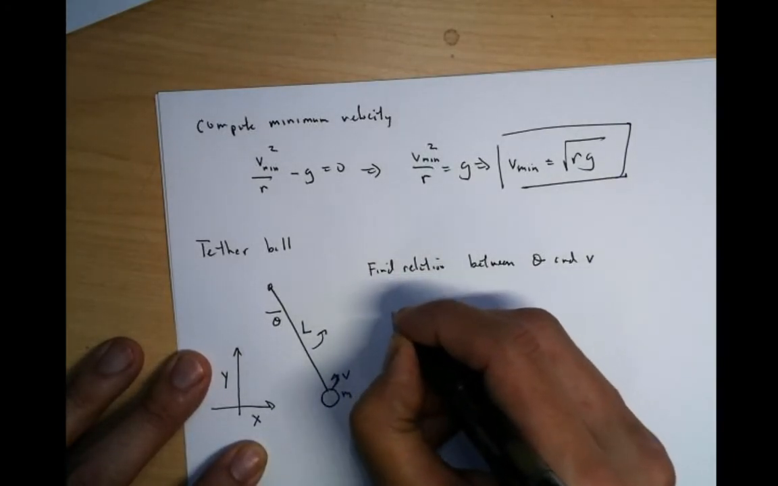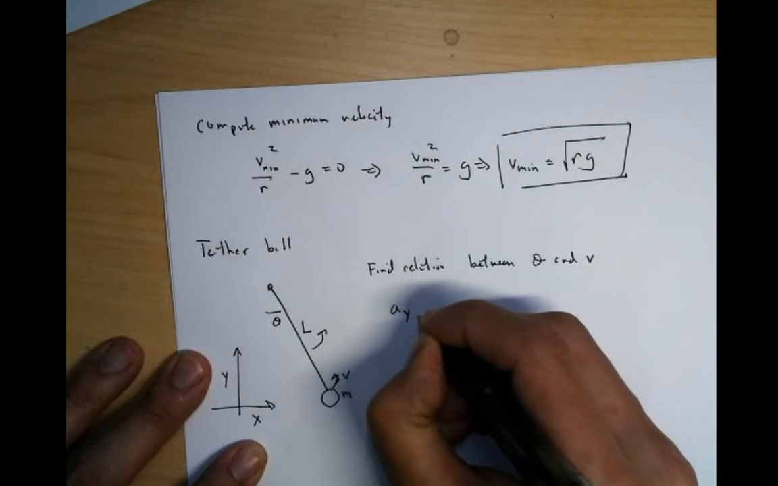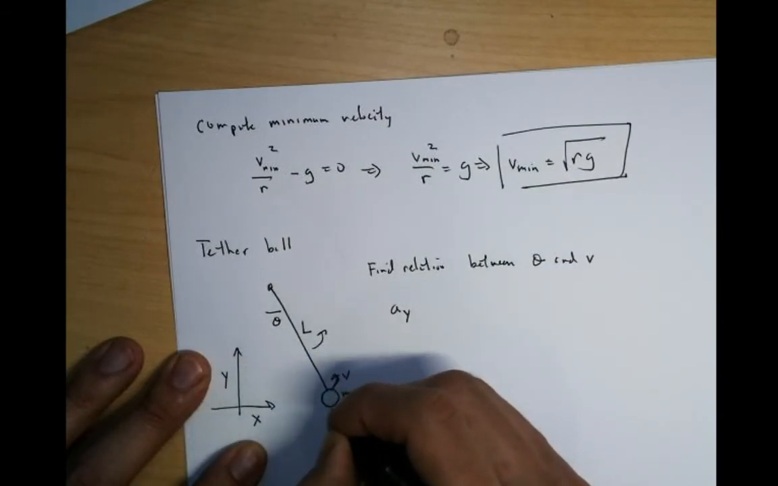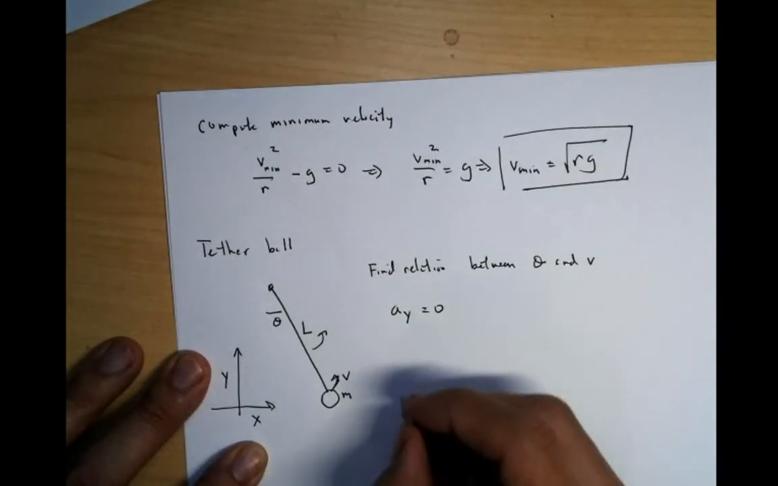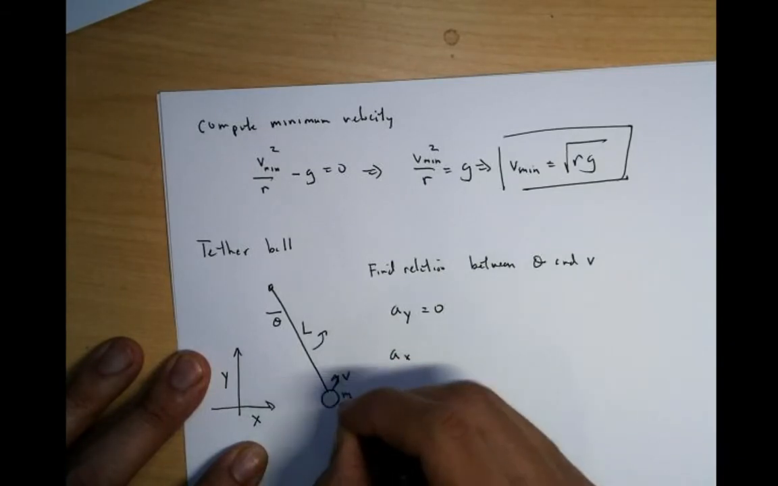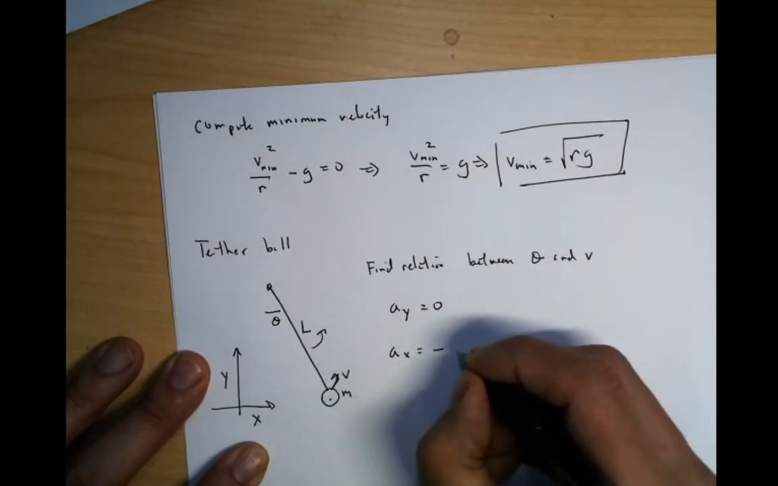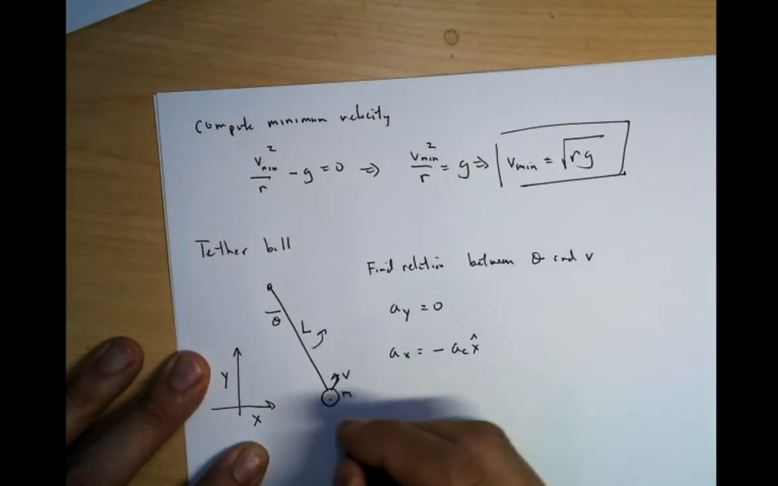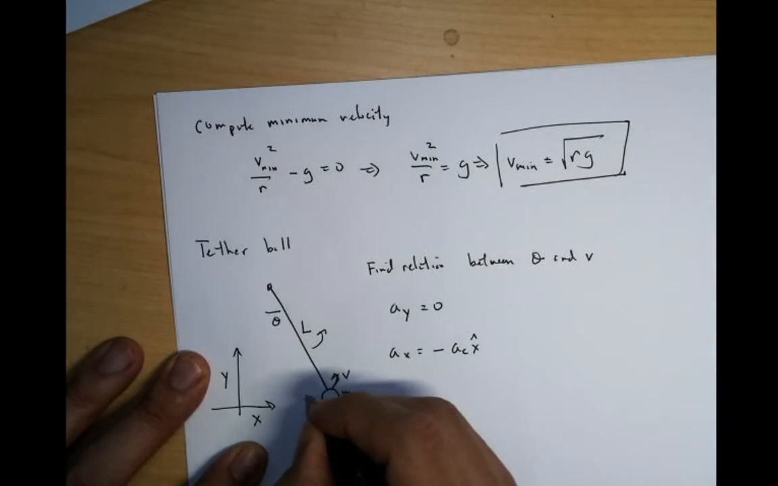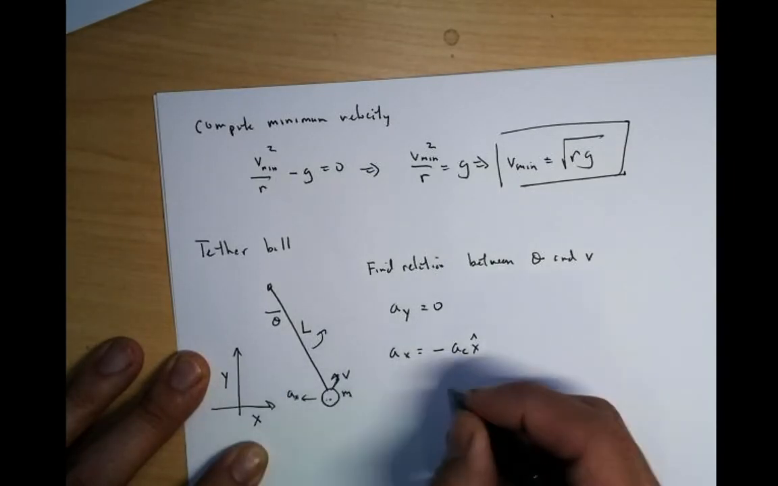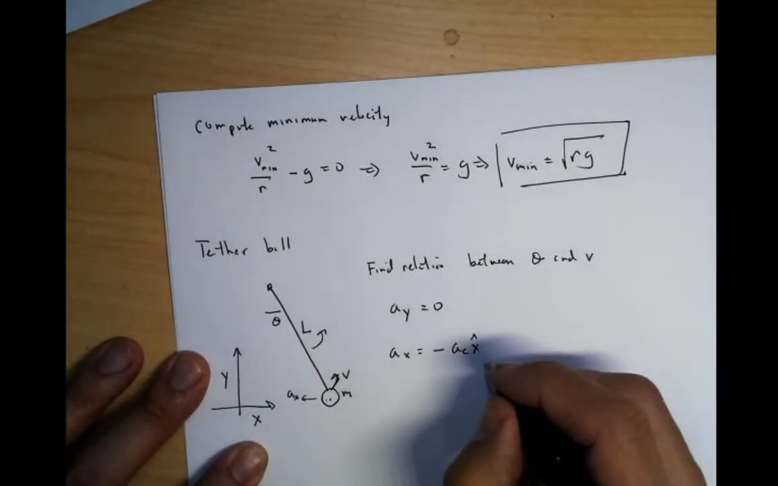So there's two accelerations. The acceleration in the y direction: this ball is not going up and down, so that's going to be 0. The acceleration in the x direction, capturing a brief moment in time, is going to be equal to minus a_c x hat. At that moment in time, it has an acceleration in this direction because it has to match the centripetal acceleration.